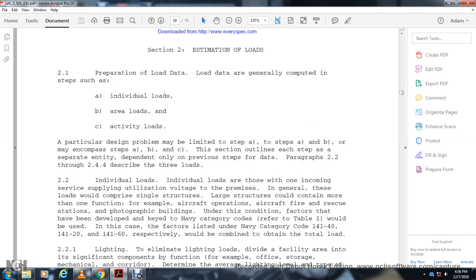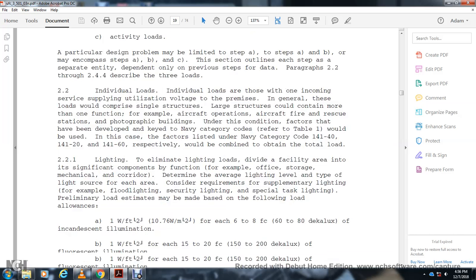Individual loads are those supplied with the utilization voltage for the premises. The general release load will comprise a single structure, a large structure that can contain more than one function. For example, the aircraft operation, aircraft fire and rescue station, and photographic buildings, under this condition factors have been developed and keyed with the Navy category code. Refer to table 1. The factors listed for the Navy category codes 141 through 40, 141 through 20, and 141 60 respectively would be combined to obtain the total load.